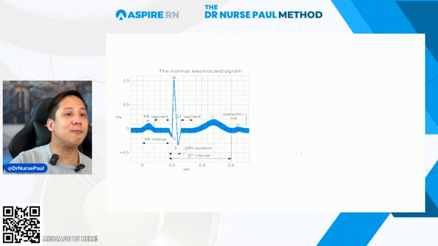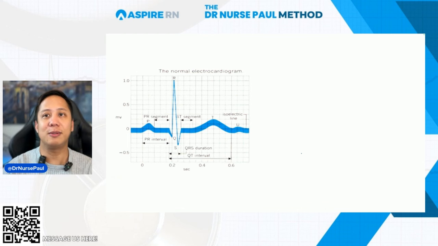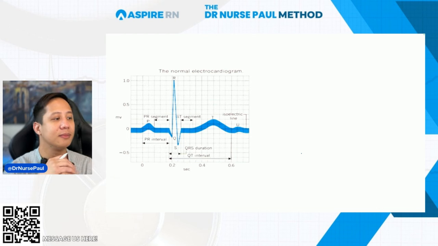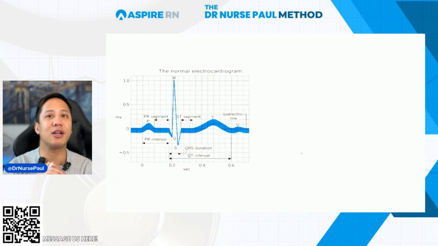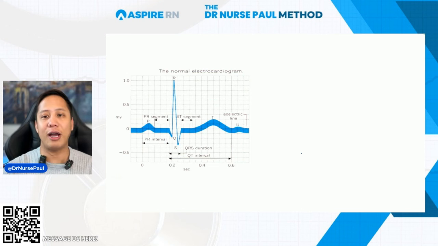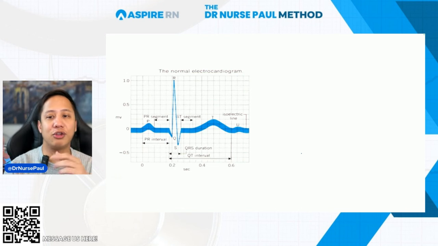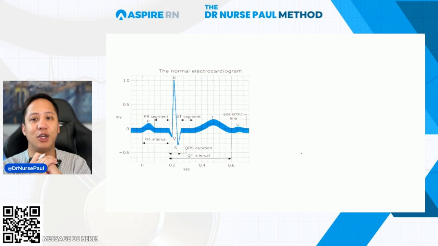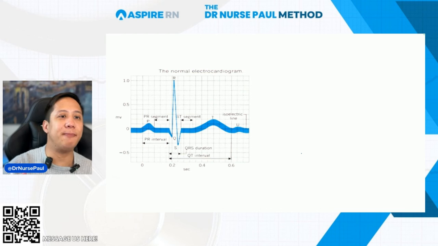Which one talks about the speed of transmission from the SA node to the ventricles? What is that? PR interval. What talks about the whole cycle of ventricular contraction and relaxation? That is QT. What is atrial depolarization again?